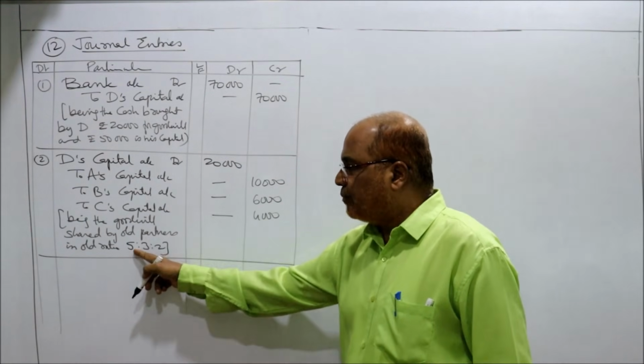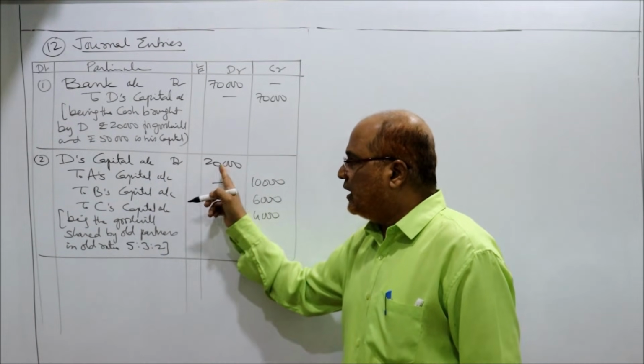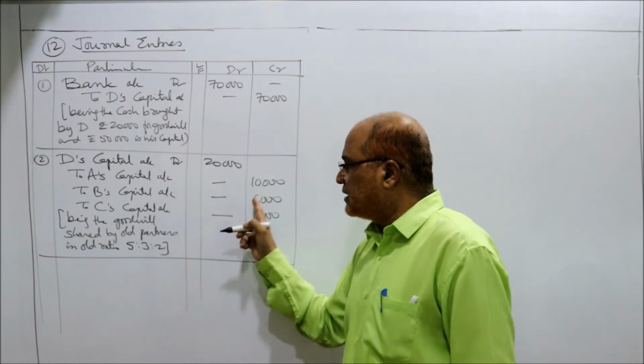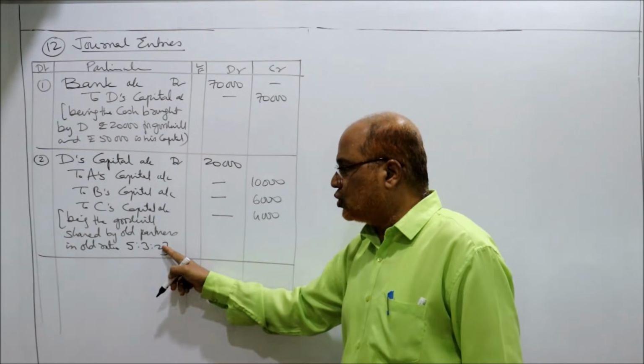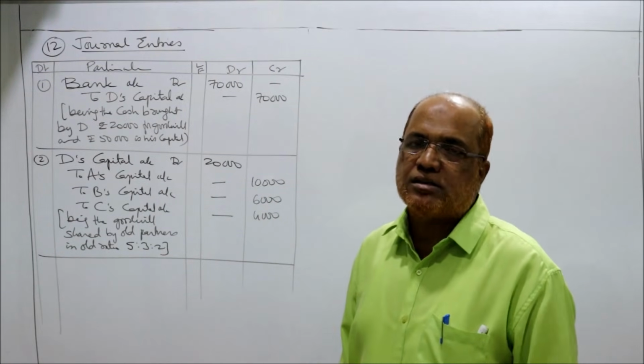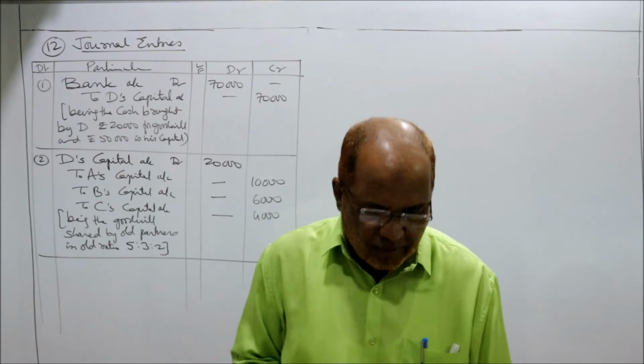20,000 into 5 by 10. 5 plus 3, 8, 8 plus 2, 10. So 5 by 10. 20,000 into 5 by 10, you'll get 10,000. 20,000 into 3 by 10, 6,000. 20,000 into 2 by 10, 4,000. Being the goodwill shared by old partners. Now it is given in the problem, the partners are withdrawing goodwill from the business.